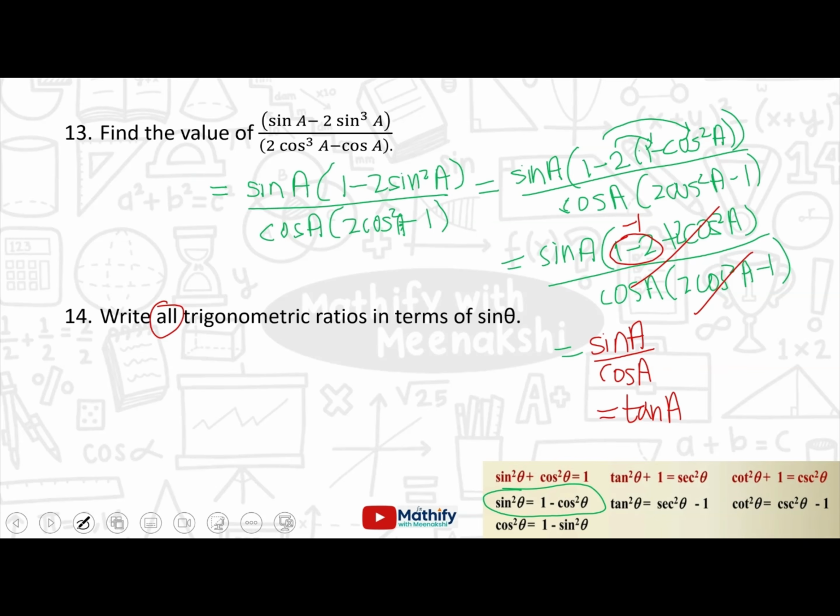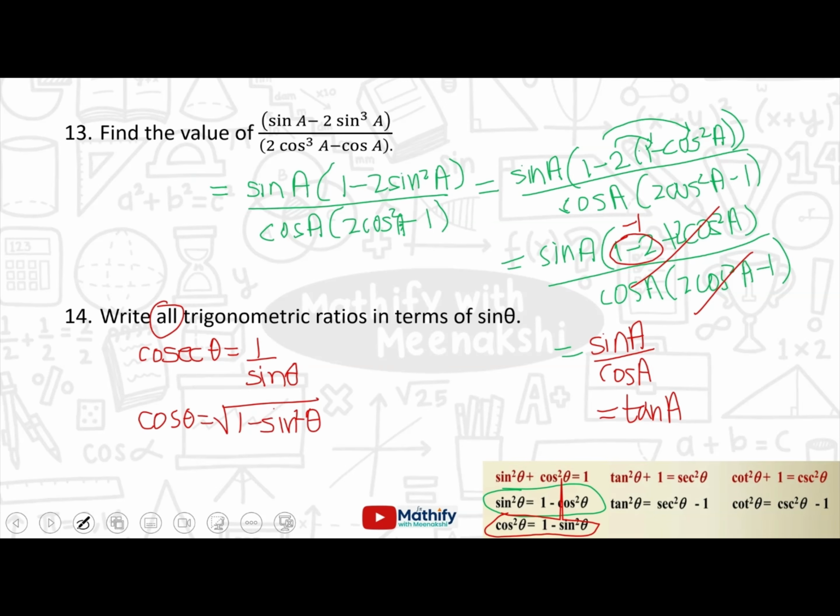First thing we see is what is directly related with sine theta in terms of trigonometric ratios or identities. We know that cosec theta is directly related because it's a reciprocal. So cosec theta is 1 by sine theta. We are done with cosec. Now, is there any other trigonometric ratio that depends on sine? Yes, cos. You know here cos square theta is 1 minus sine square theta. So if we take the square root, what you will get? You will get that cos theta is the square root of 1 minus sine square theta. So we have written two trigonometric ratios in terms of sine.